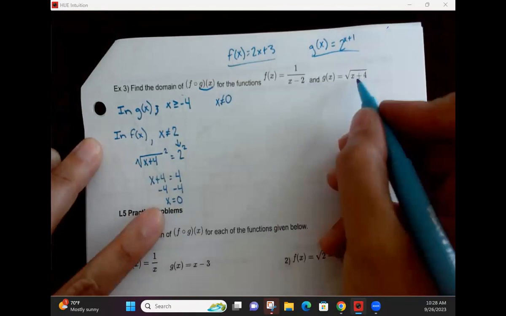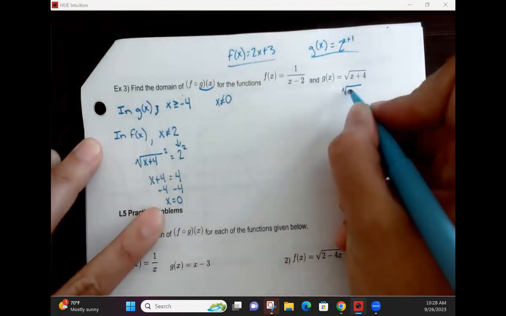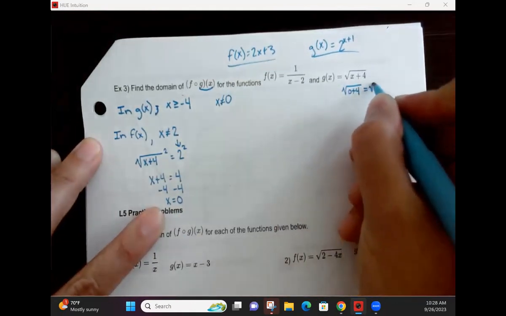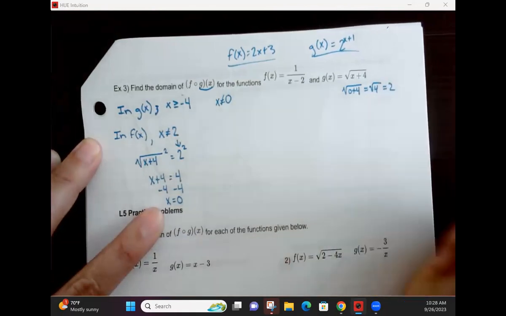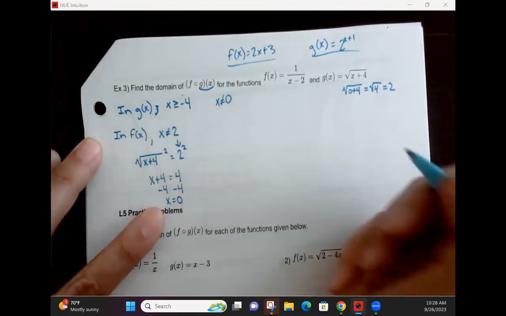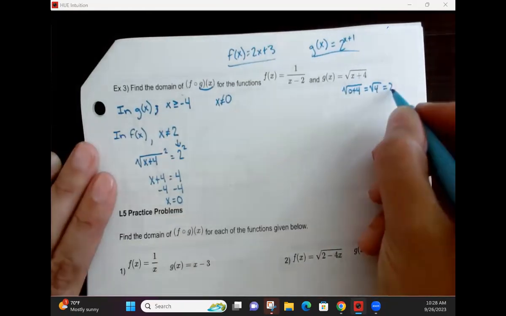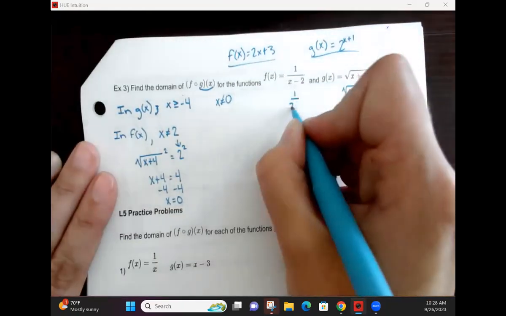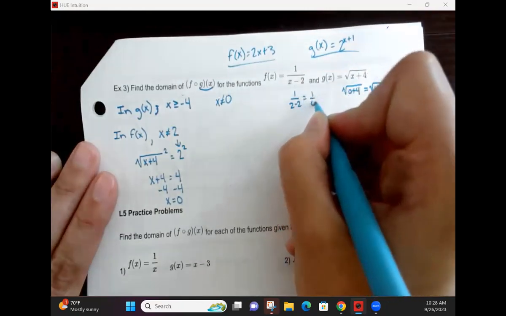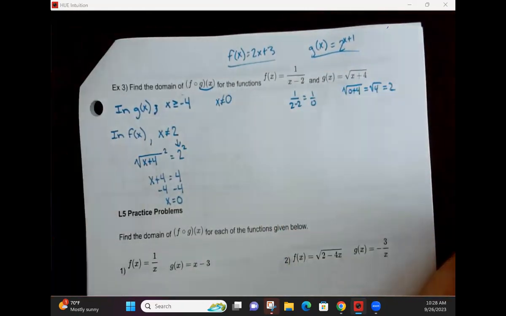It's not a bad idea to go back and double check your work. So if I plug in 0 here, that would be the square root of 0 plus 4, which is the square root of 4, which is 2. And then if I did f of g of 0, if I plug in 2 here, that's 1 over 2 minus 2, which is undefined. Always a good idea, again, to double check your values.